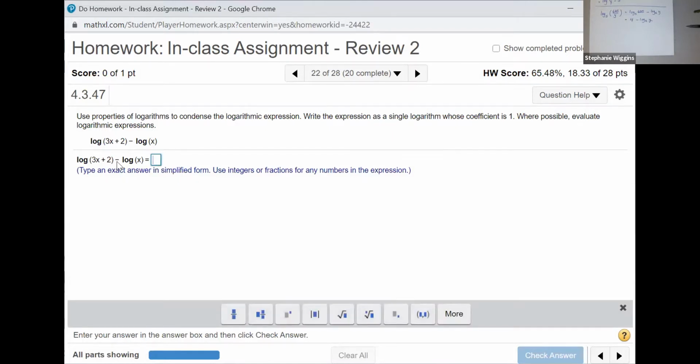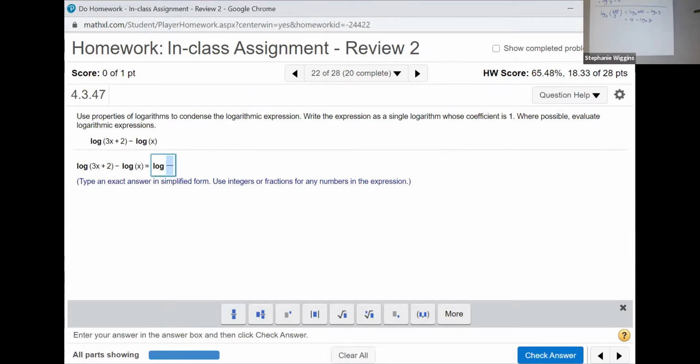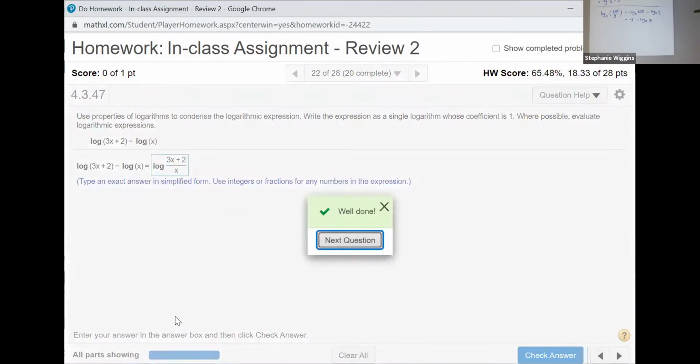Okay, this is a difference. See the difference here? Now we're doing the opposite. We're condensing. So we see the difference. A difference becomes a quotient of a single log. So this is going to be log. And then I've got a quotient. The numerator is the positive one, 3x plus 2, and the negative is in front of the one with the denominator, so that's going to be x. And it's a common log, so I don't need a base there.